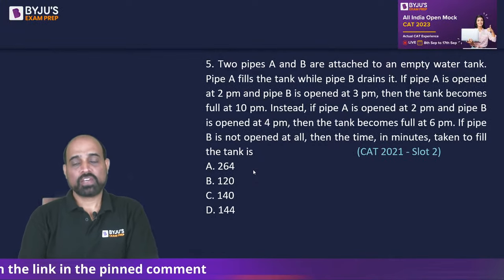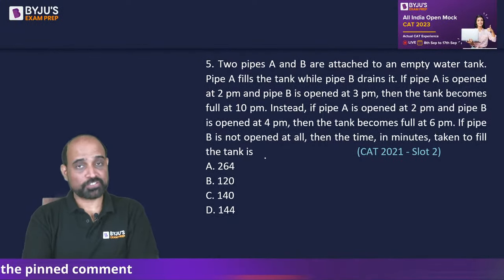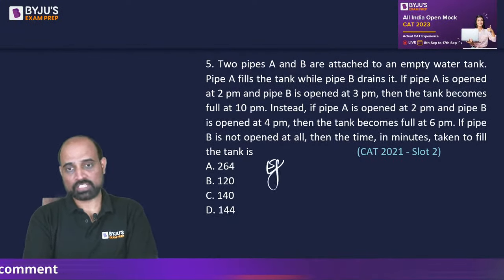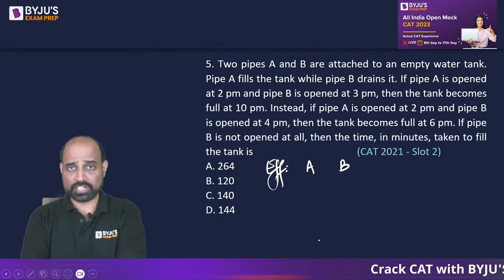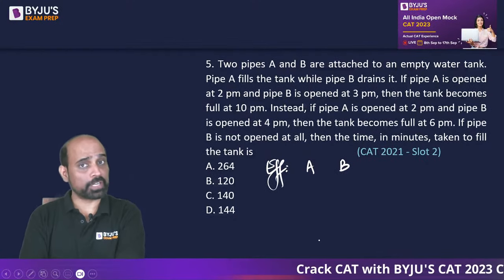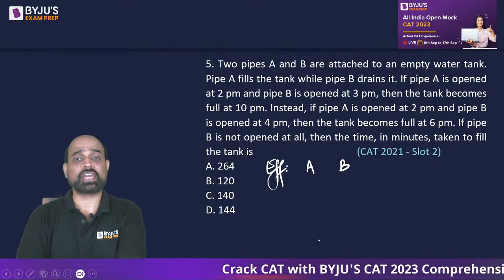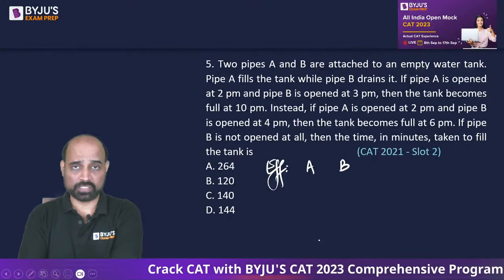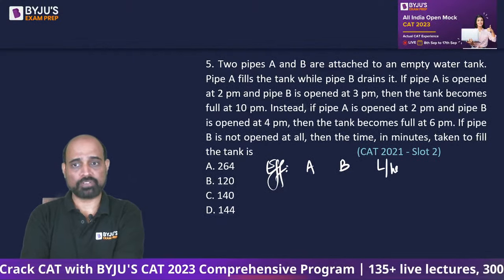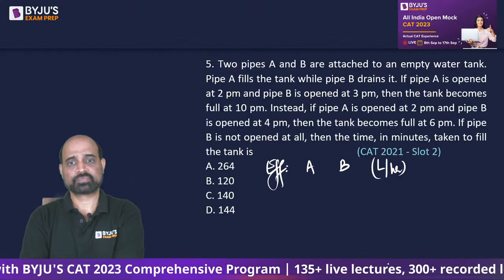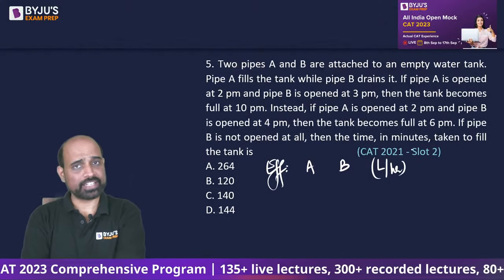Okay. We don't know the efficiencies of pipe A and B. So let's talk about efficiency of pipe A being A, pipe B being B. Efficiency का unit क्या होता है? It's the amount of work done per unit time. So here would mean how many liters it is filling. Okay, so liters per hour ले लेते हैं. ठीक है? We'll convert it into minutes later on.